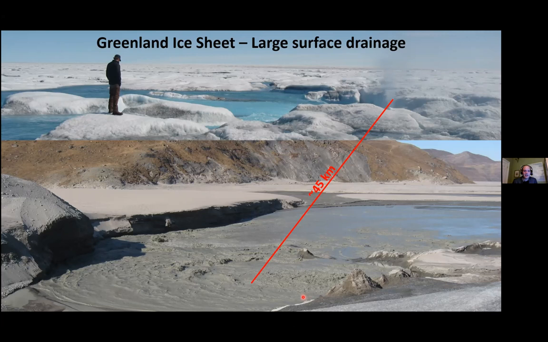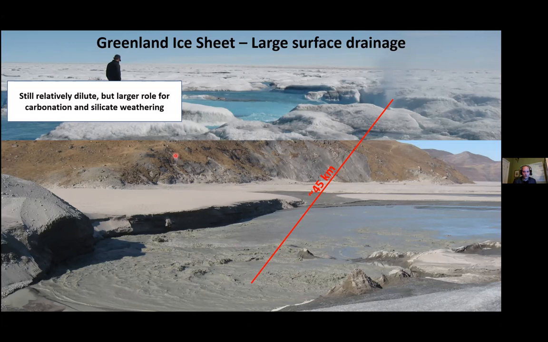And that changes the nature of the chemistry, in that you don't have the same sediment choke, sediment flushing system. So the sediment has a much larger residence time underneath the glacier. And as a result, those highly reactive minerals are depleted. So it's still relatively dilute water, but you have a larger role for carbonation weathering and for silicate weathering. So these glacial systems are distinct, and it is because of their size.